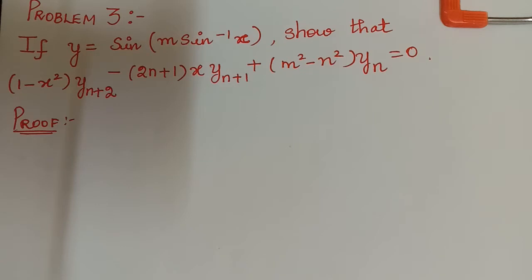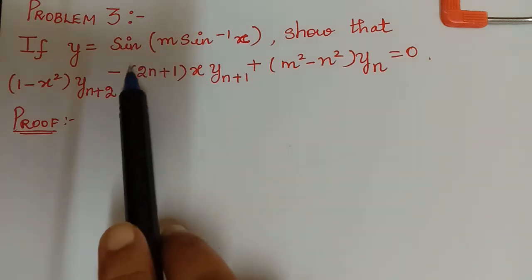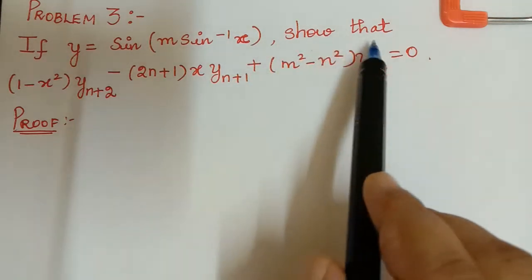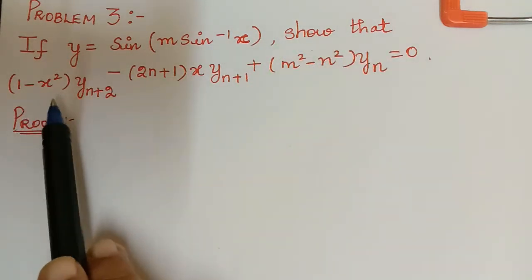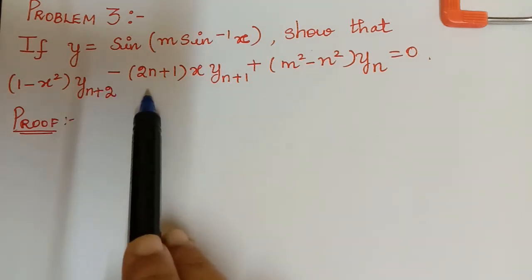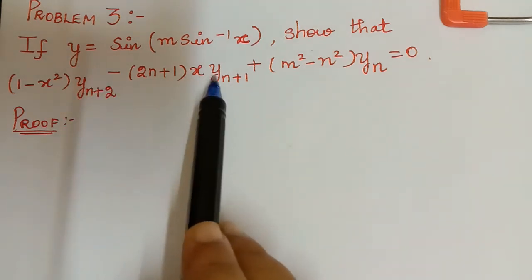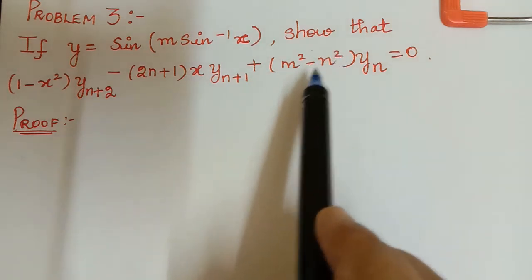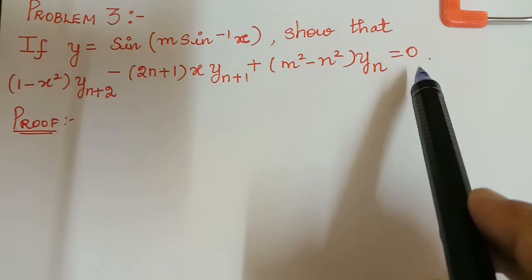Now it is given that y is equal to sine of m sine inverse of x, and they are asking us to show that (1 minus x squared) y_(n+2) minus (2n plus 1) x y_(n+1) plus (m squared minus n squared) y_n is equal to 0.